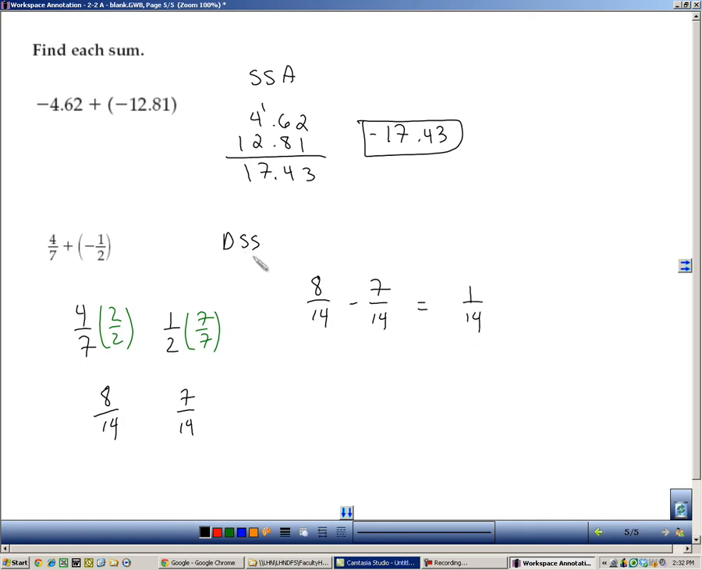So different sign subtract means you take the bigger minus the small one and get an answer. Now which one of these is bigger again? The 8 over 14. Because that's positive, I know the sign that I put on my answer is a positive sign.